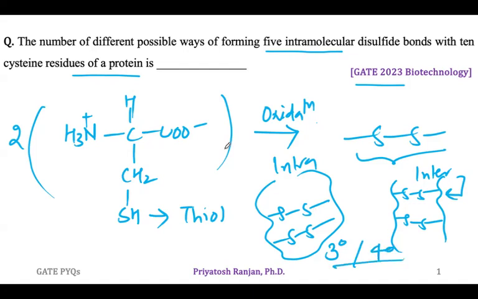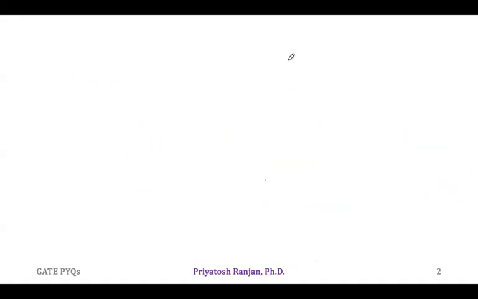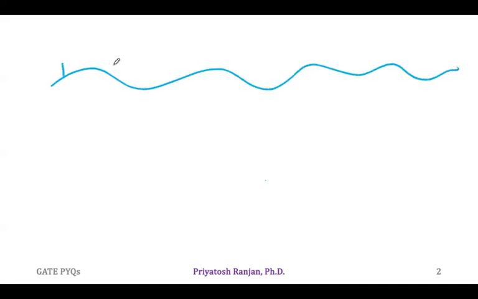So now let's calculate the total number of disulfide bond formations for this question. Let's assume that this is a polypeptide chain and there are a total of 10 cysteine residues. Let's give these cysteine residues a number: 1, 2, 3, 4, 5, 6, 7, 8, 9, 10. We are considering a single polypeptide chain because the question asks for intramolecular disulfide bonds.